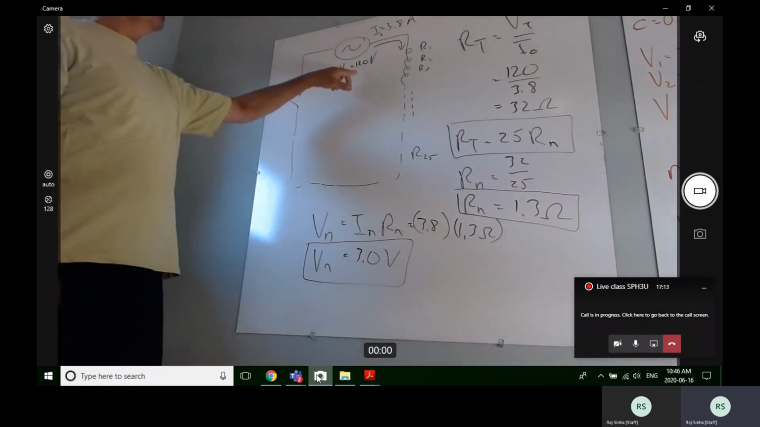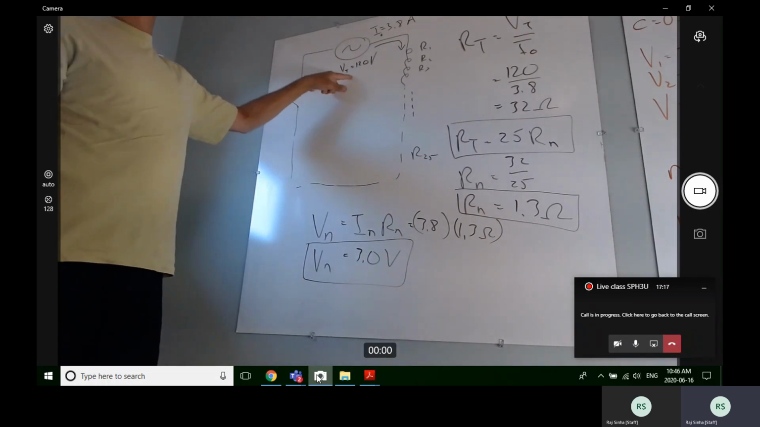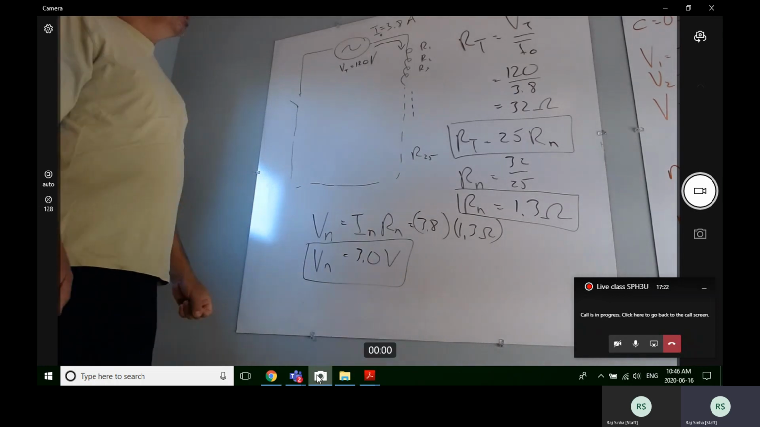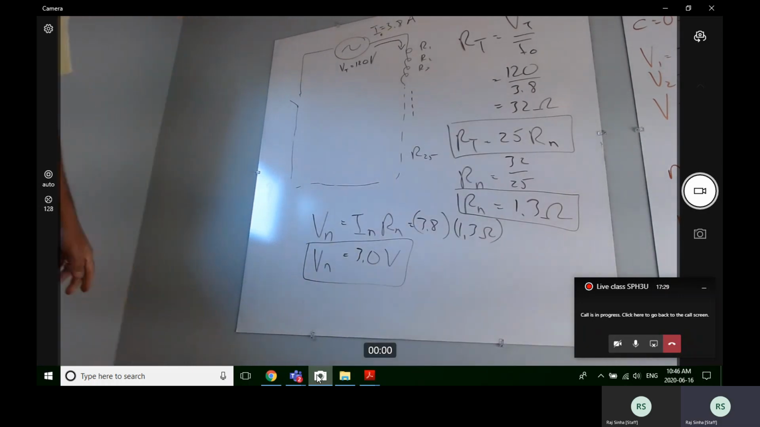I could also have taken, I figure if I've got 25 bulbs sharing 120 volts, I could just take my 120 divided by 25, and I should still get 3 volts. No, that's not going to work out, is it?